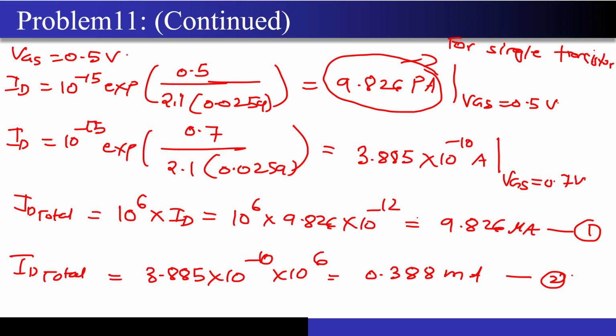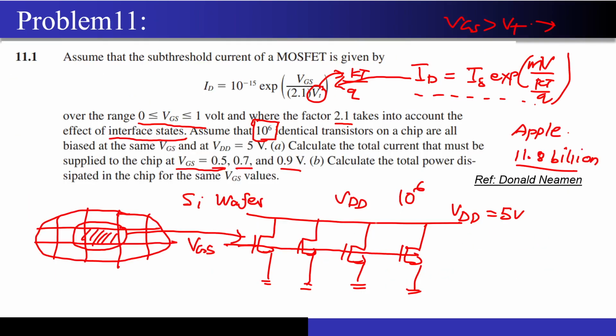This was the first question they were asking: how much is the total current that the chip must be supplied with. So this is the total current that, let's say for a very small processor, your chip will be consuming. Now coming to the second part: calculate the total power dissipated in the chip for the same VGS values.